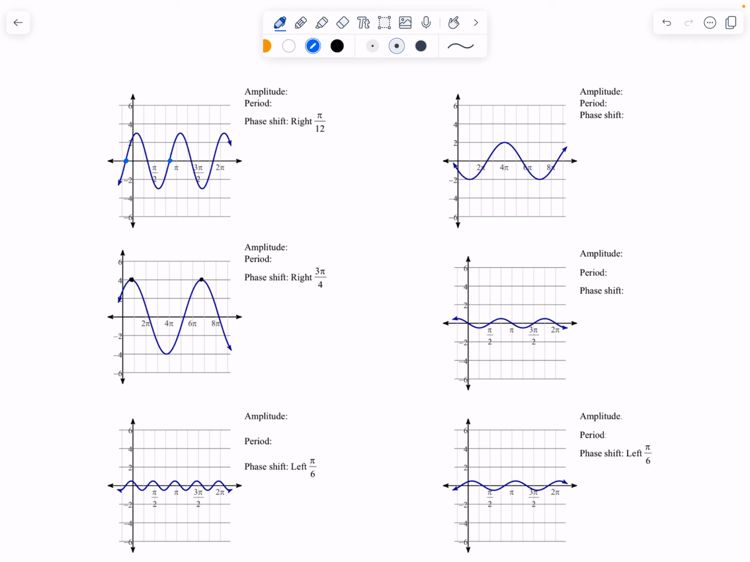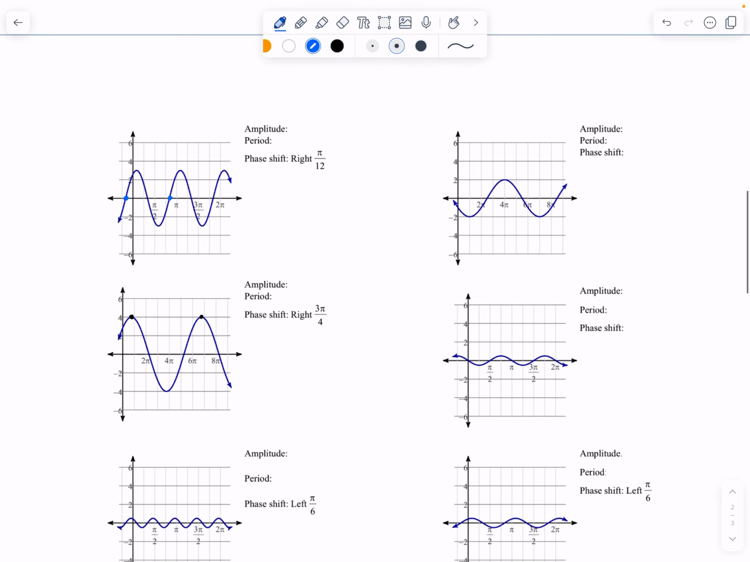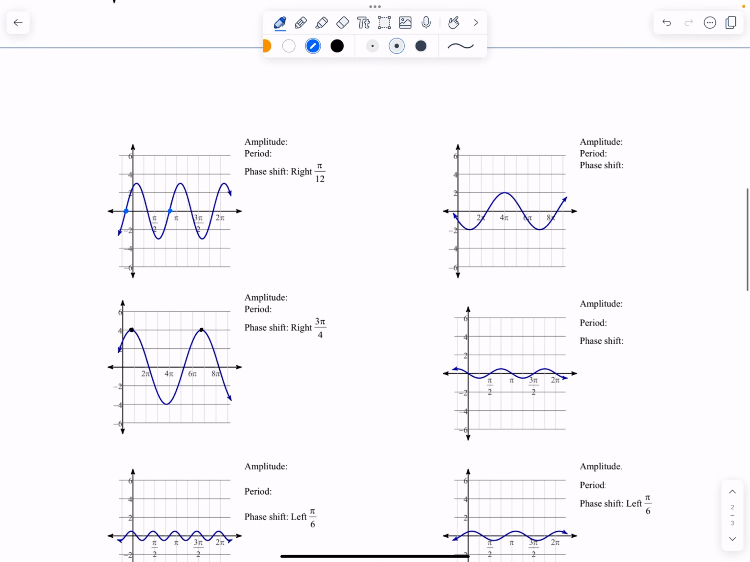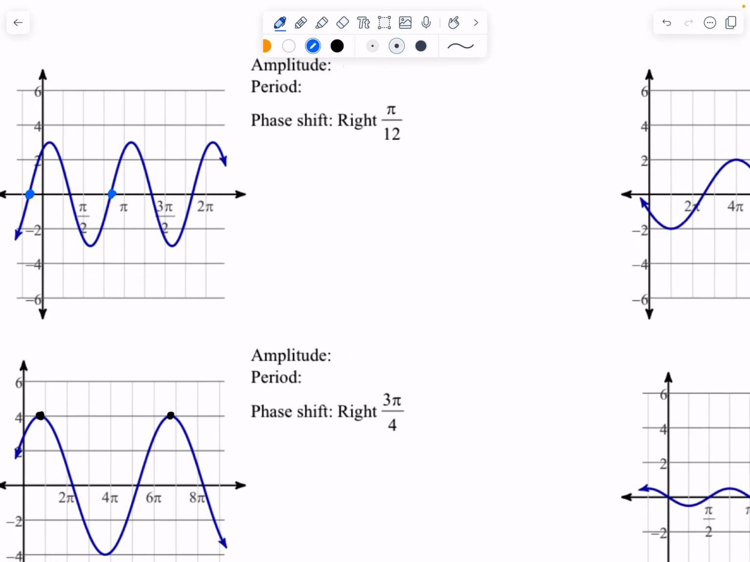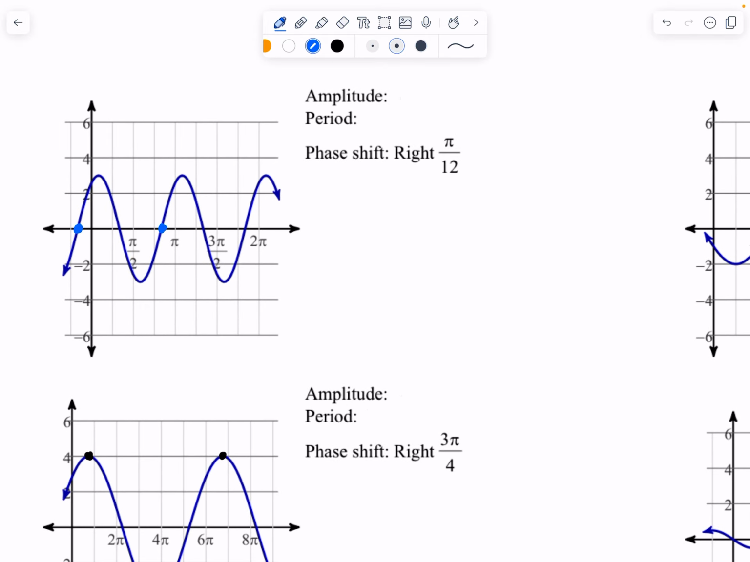So let's take a look. I'm going to do about 10 of these. We'll go pretty quick. Some of these shifts are kind of hard to tell given the graphs they gave us. So I took a hint that they gave us, and then we'll take a look at this first one. There's no way we would be able to tell unless they gave it to us.